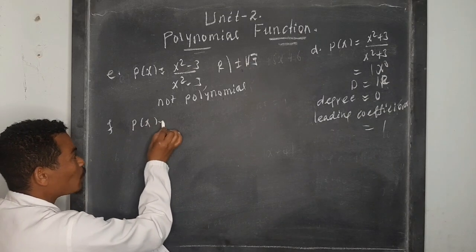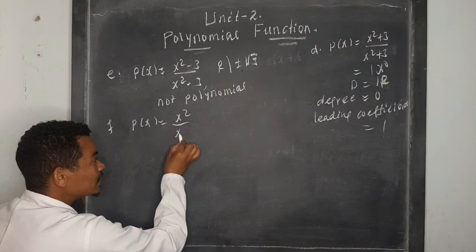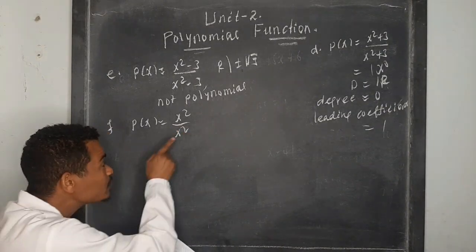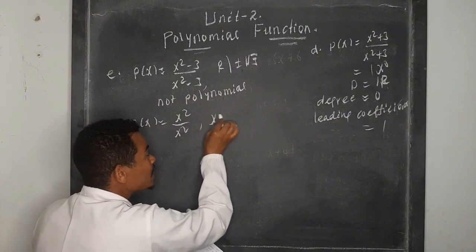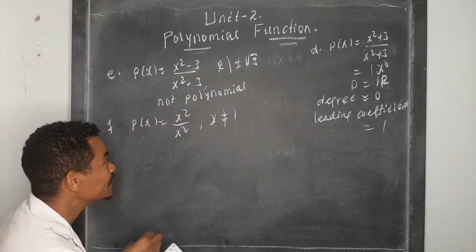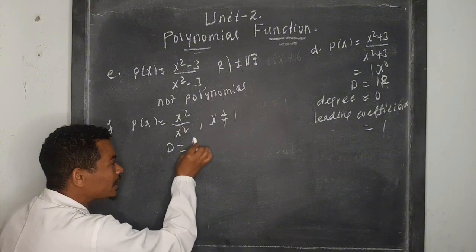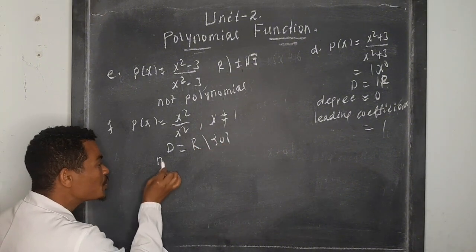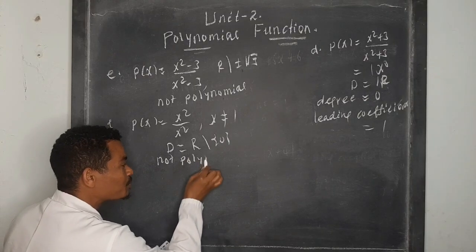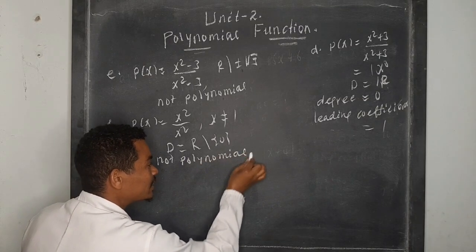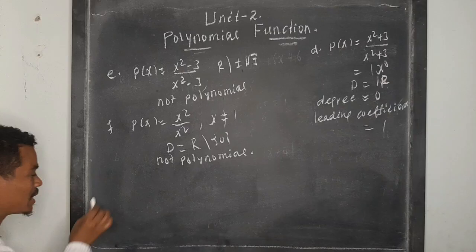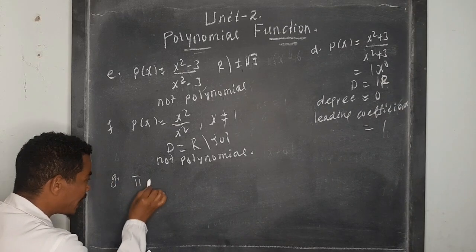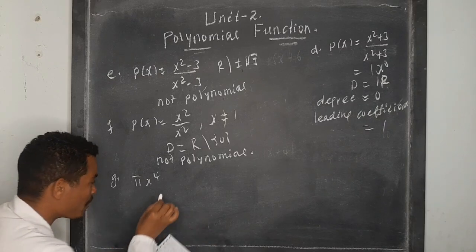F. P of x is equal to x square over x square. Again this is not the same as equal to 1. It equals 1 only when x must be different from 0. For that reason, the domain is the real numbers without zero, so this is not a polynomial.